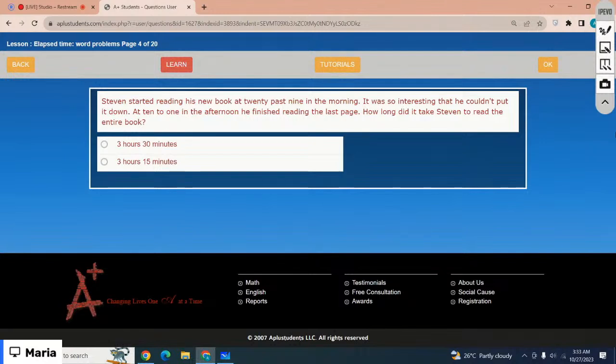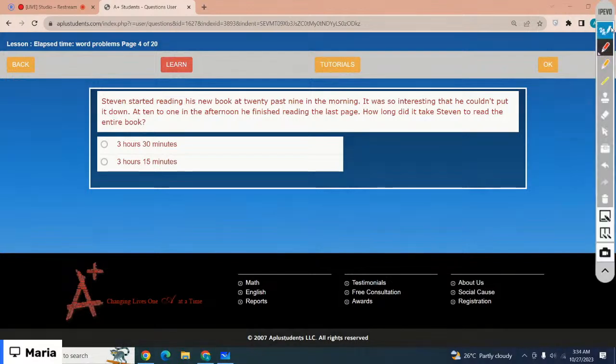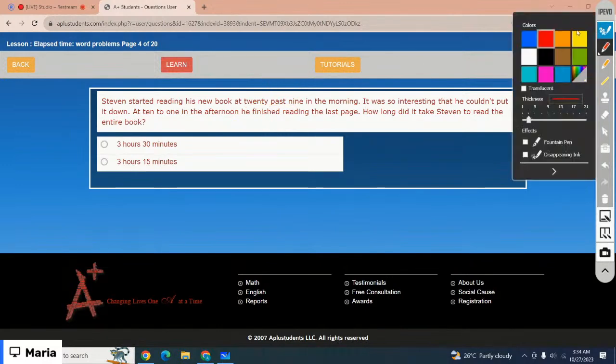The correct option is, okay, 20 past 9. So that means it started at 9:20. It was so interesting that he couldn't put it down, and at 10 to 1, that means 10 minutes to 1, that is 12:50. So yes, it is 3 hours and 30 minutes. Option number 1 is the correct option. Very good.